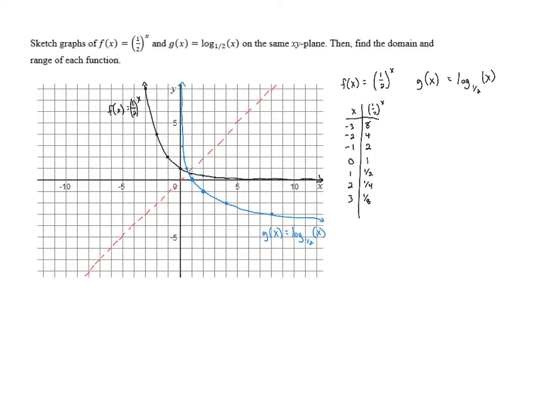You could also do this with a table of values if you want. It would be good to pick values of x that are powers of 1/2. So we could do 1/8, 1/4, 1/2, 1, 2, 4, and 8. And you would end up getting the same output values as the input values for the inverse function: -3, -2, -1, 0, 1, 2, and 3.